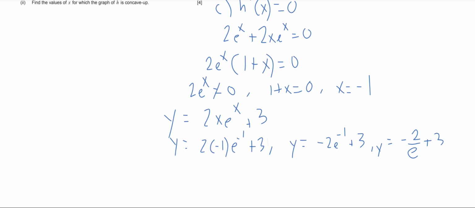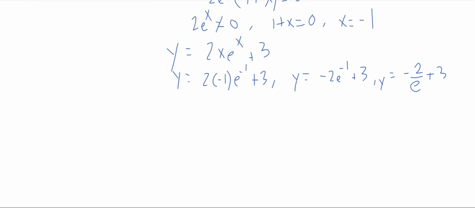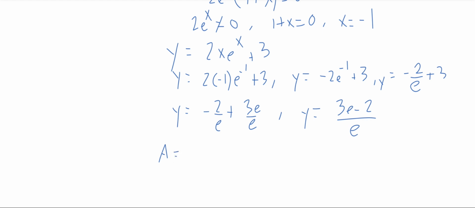And then that can be rewritten as a single fraction over e. So you'd have y equals minus 2 over e plus 3e over e. And rewriting that, you get y equals (3e - 2) all over e. So the coordinates of A are (-1, (3e - 2)/e).